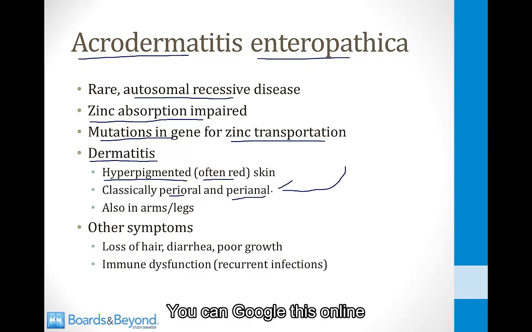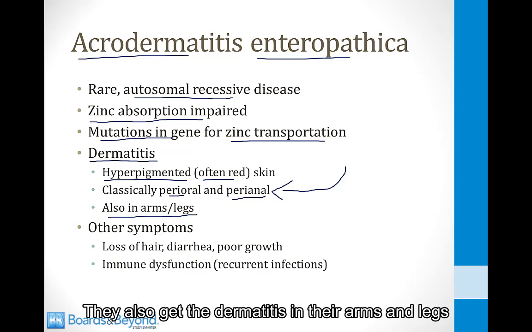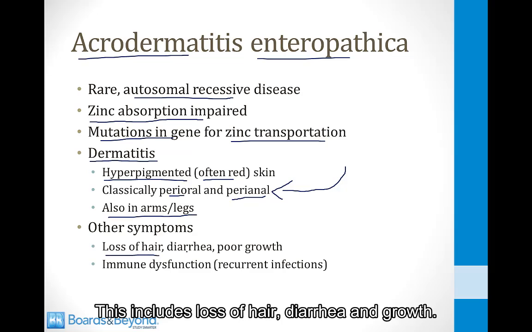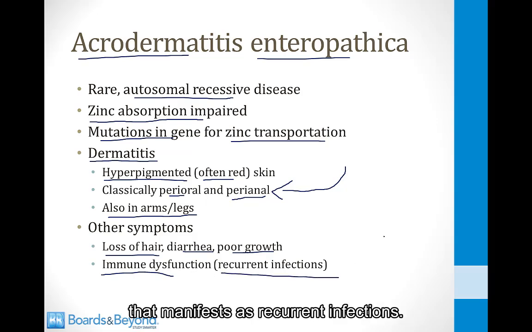You can Google this online and see pictures of children who have this condition. They also get the dermatitis in their arms and legs. And then they have other symptoms from the zinc deficiency. This includes loss of hair, diarrhea, and poor growth. And they can have immune dysfunction that manifests as recurrent infections.